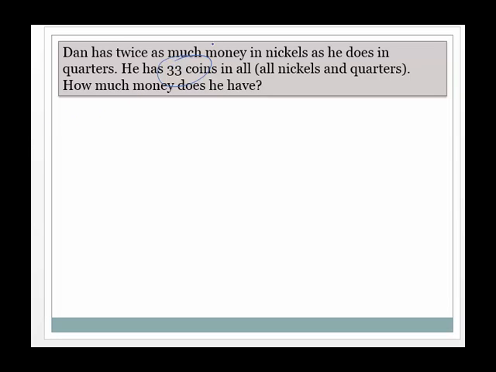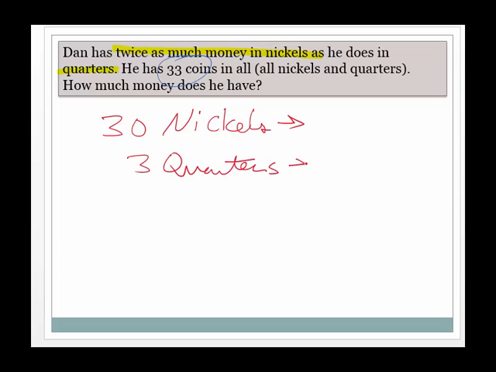But when you read that he has twice as much money in nickels as he does in quarters, it means he's going to have a bunch of nickels and not many quarters. So within just a matter of seconds or minutes, I bet it wouldn't take you long to finally find out that Dan has 30 nickels, which is $1.50, and 3 quarters is 75 cents, right? And that is twice as much money in nickels as it is in quarters, and yes, that is 33 coins in all.